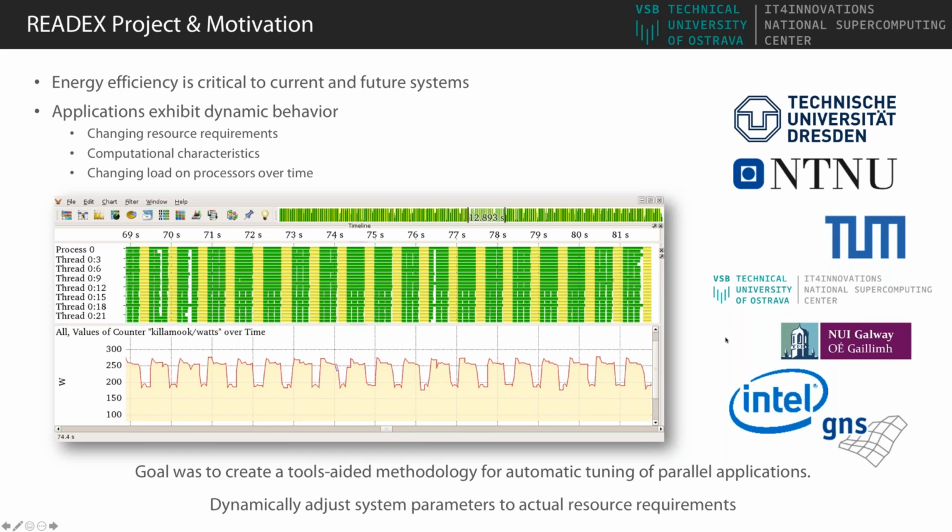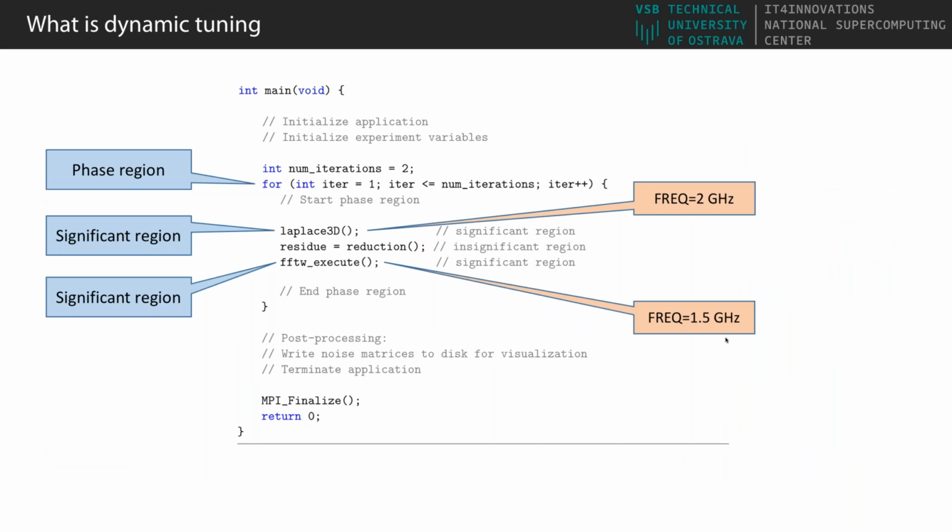On the right side, these are the partners that were within the READEX project, and let's talk about the idea of dynamic tuning. Dynamic tuning pretty much means that as your application progresses from one phase to another, we call these phases regions, here the significant regions. This was the methodology used in the project.